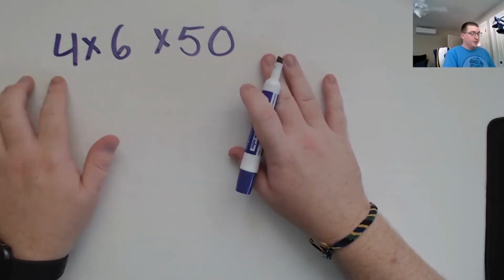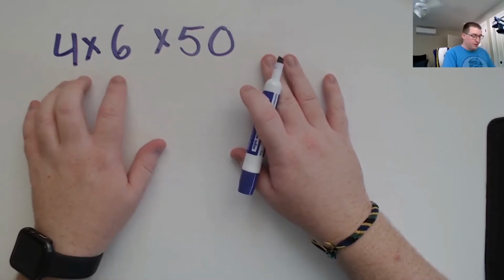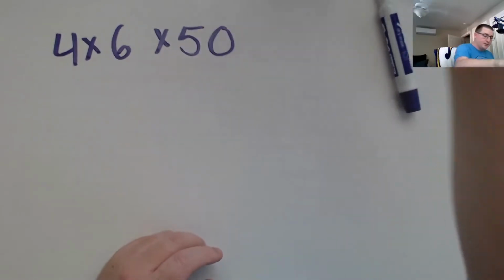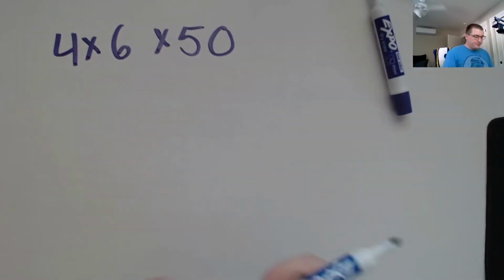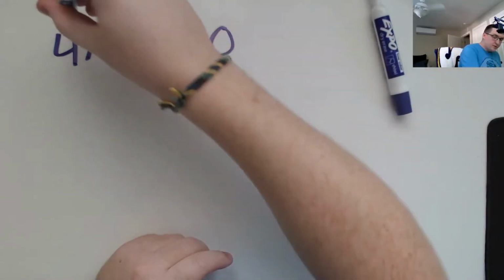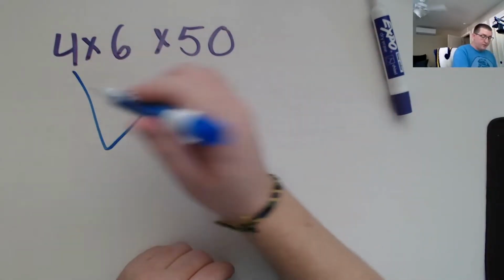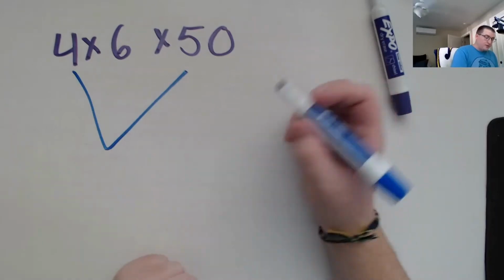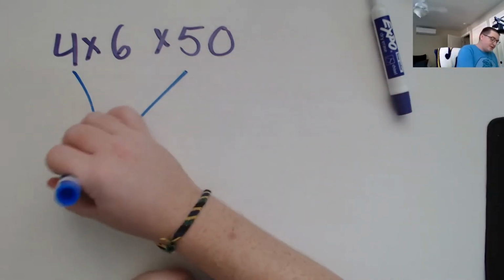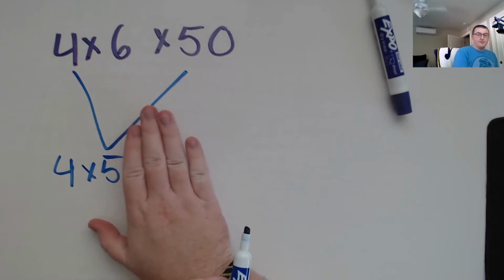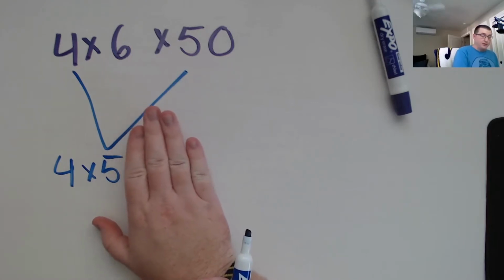So instead of doing 4 times 6, which equals 24, and then trying to multiply 24 times 50, I'm going to simplify it a little bit. And I'm going to do 4 times 50 first. So my little arrow is pointing to the 4 and to the 50. So again, when I do 4 times 50, I really just look at 4 times 5. Again, it makes it that much simpler because I know all my basic multiplication facts.